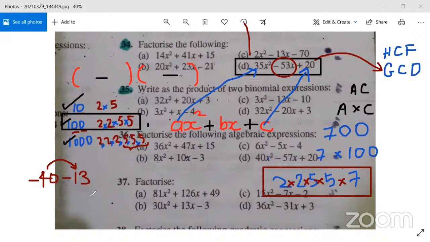So, how would we get that minus 53? How would we get that? So what we'd have to do, we'd have to use just a multitude of the combinations here, right? We'd have to do that. No.